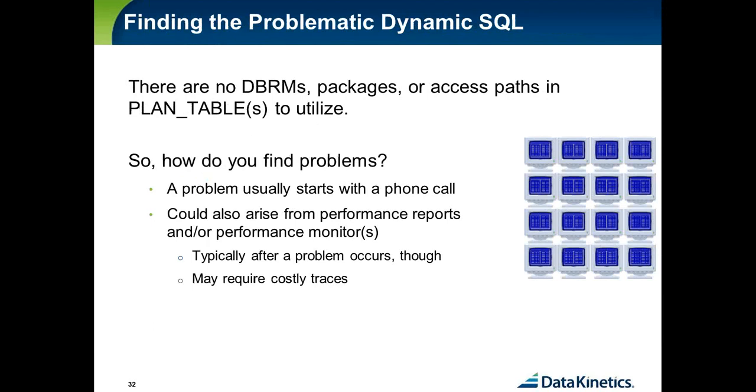But there's no DBRMs or packages or access paths in the plan table that you can use. So how do you find the problems? Well, a lot of times it starts with a phone call. Ring, ring, hello, DBA, things suck, help me out. And sometimes it's not any better than that. Maybe you get a little bit more information about what transaction they're trying to run, what the issue is. This ran quickly yesterday, and now it's out here spinning. It's taking 10 seconds, whereas usually it's sub-second. Usually, though, you're finding this out after a problem occurs, and it may require costly traces.